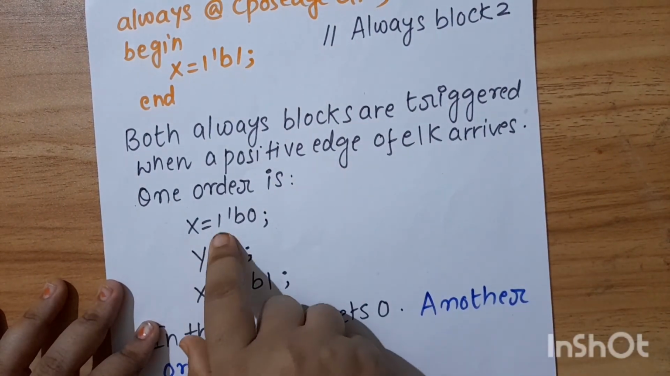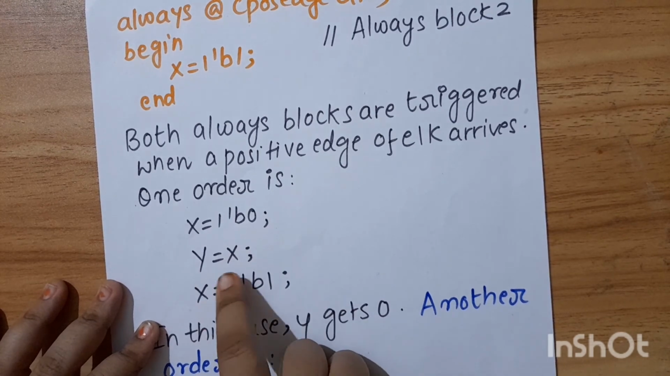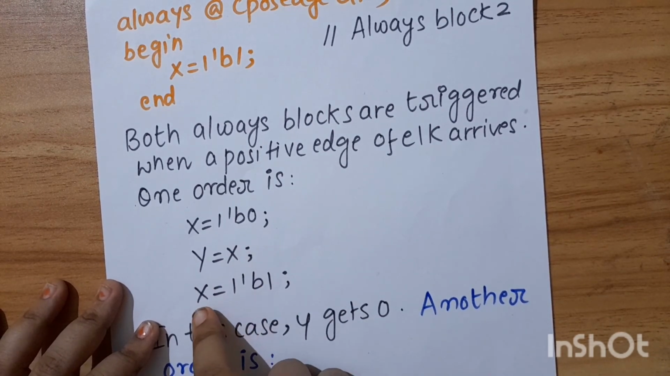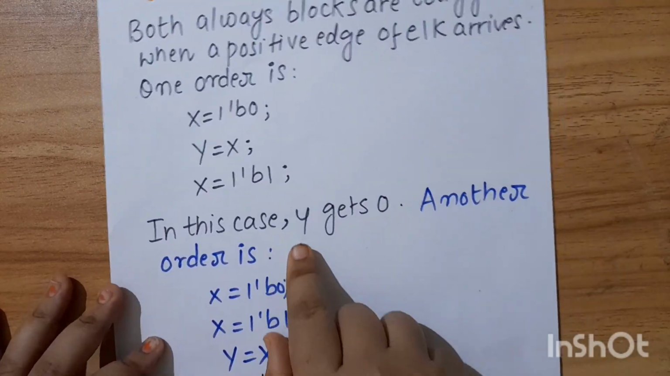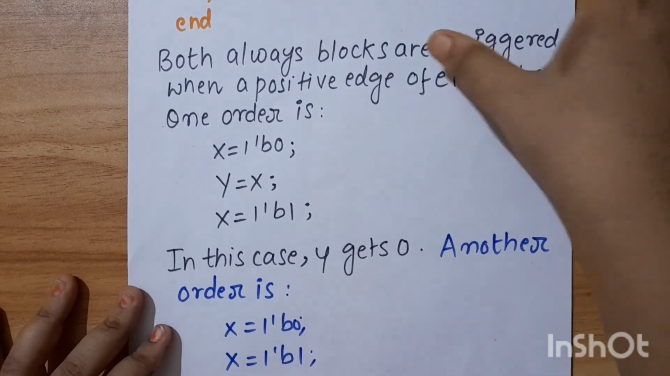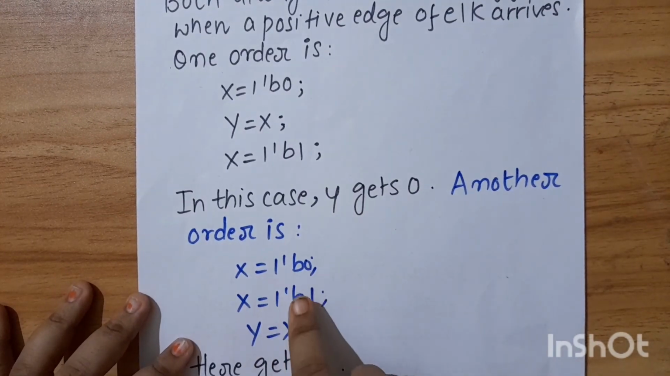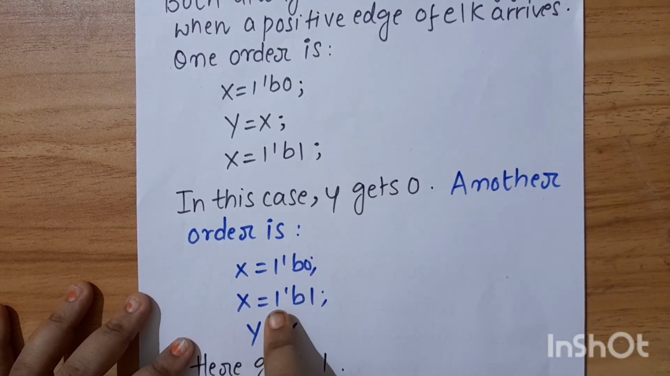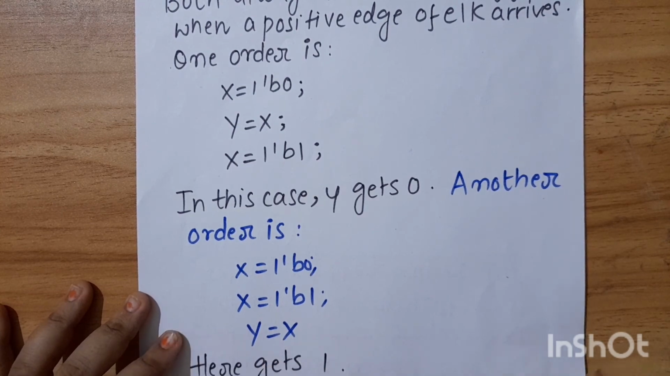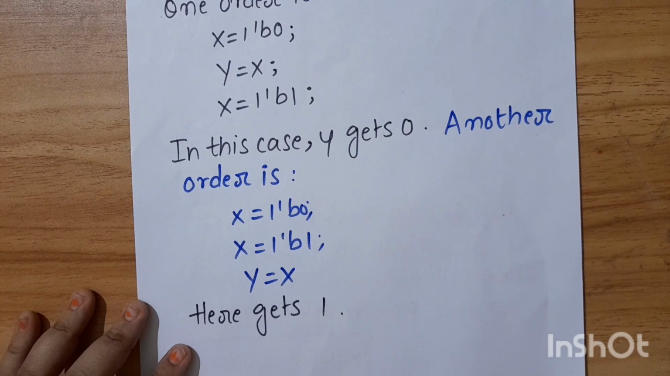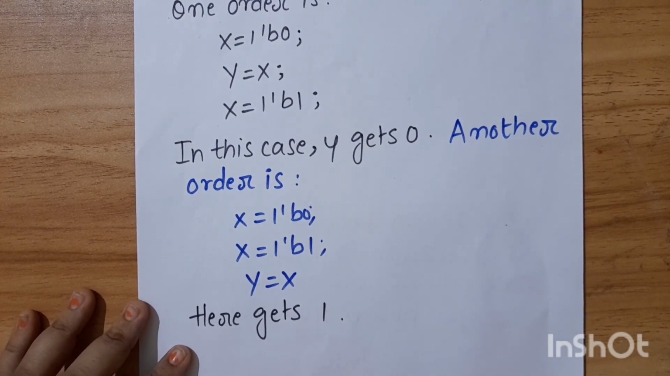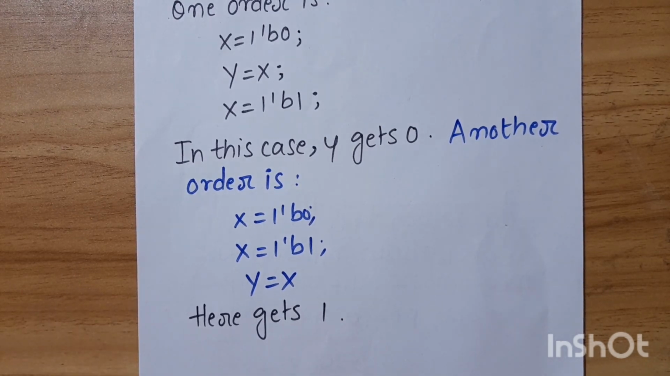One order is x = 1'b0; y = x; x = 1'b1;. In this case, y gets what value? 0 value. Another order is x = 1'b0; x = 1'b1; y = x;. Here y gets 1 value. So what value will y get? That is non-deterministic. So this is the Verilog scheduling semantics.